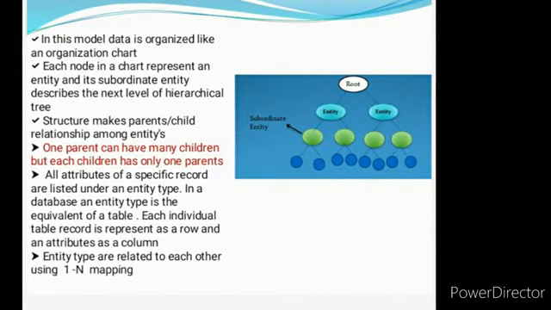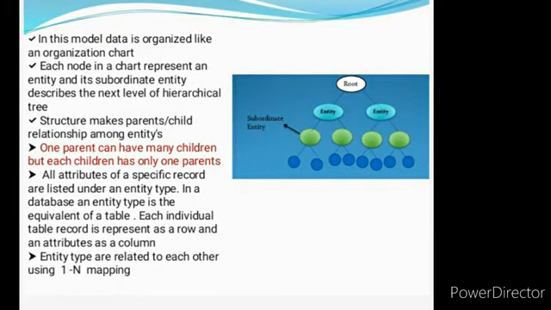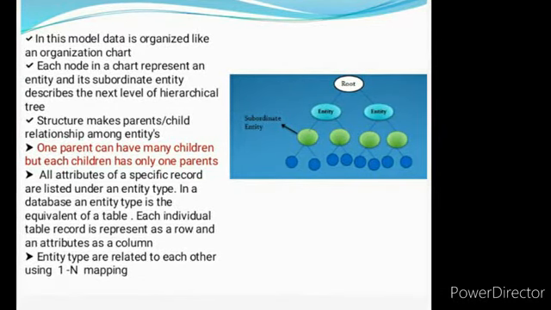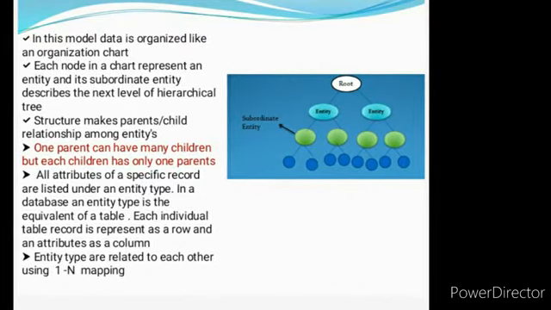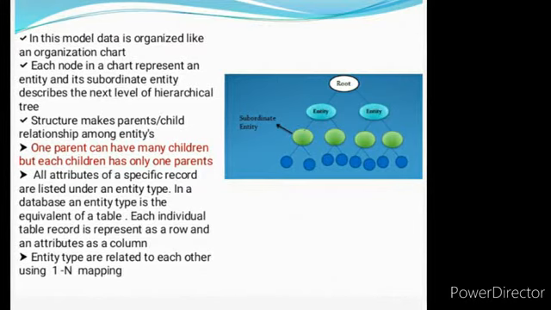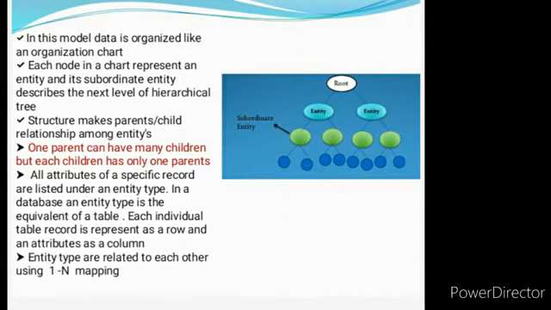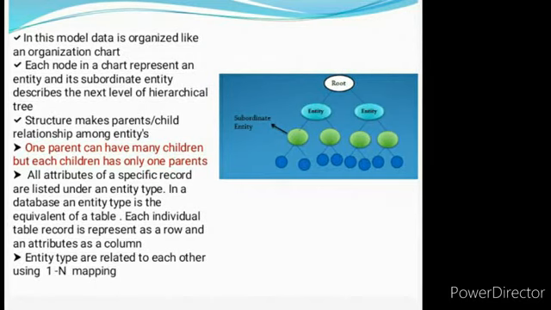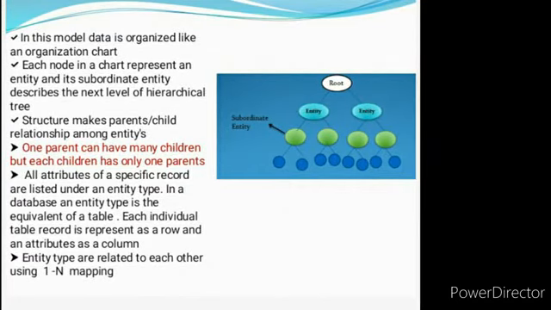So this type of hierarchical model is represented in table form. Next point: entity types are related to each other using 1 to n mapping, also known as a one to many relationship. 1 to n means a one to many relationship. We see this restriction, that one parent can have many child nodes, but each child has only one parent. This association is called a one to many relationship.